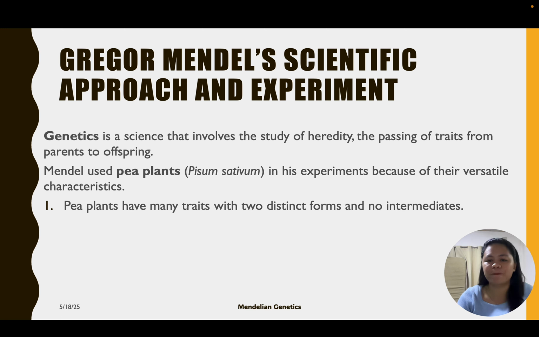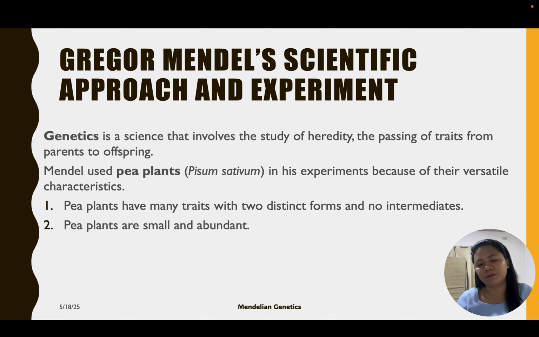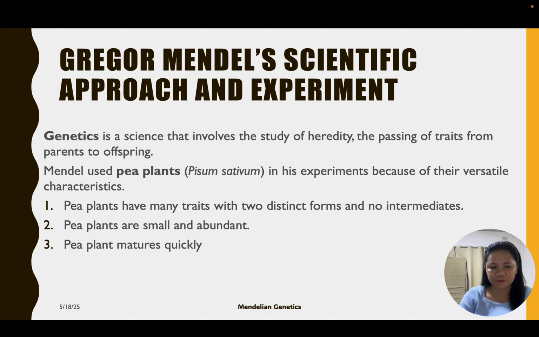That's just an example. The second one, pea plants are small and abundant. They are very small, and they grow for only about a month, and then they produce seeds after one month. So it's very convenient to use for an experiment. Pea plants mature quickly, as I said. They produce seeds very fast, and with that we can conclude that the seed will also mature quickly along with the plant itself.